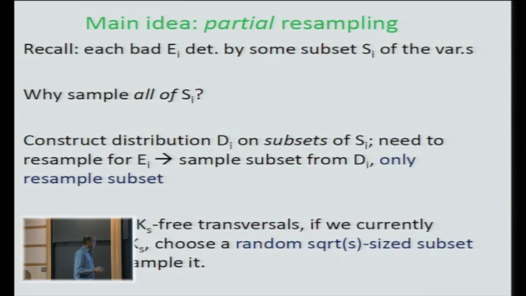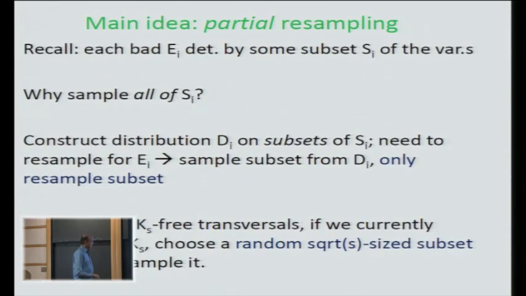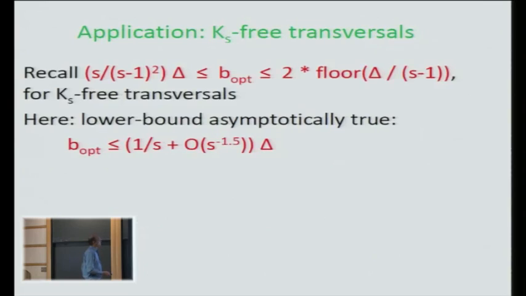So for example, in this problem of constructing good transversals, if currently a bad event holds, if there is a clique of size S, the correct sweet spot is like square root S: you randomly resample a square root S sized subset of it. Then one of the consequences you get is in fact that this lower bound is tight for transversals that avoid cliques of size S. So asymptotically the lower bound is tight. But like I said, perhaps the most interesting case is S equals 2.